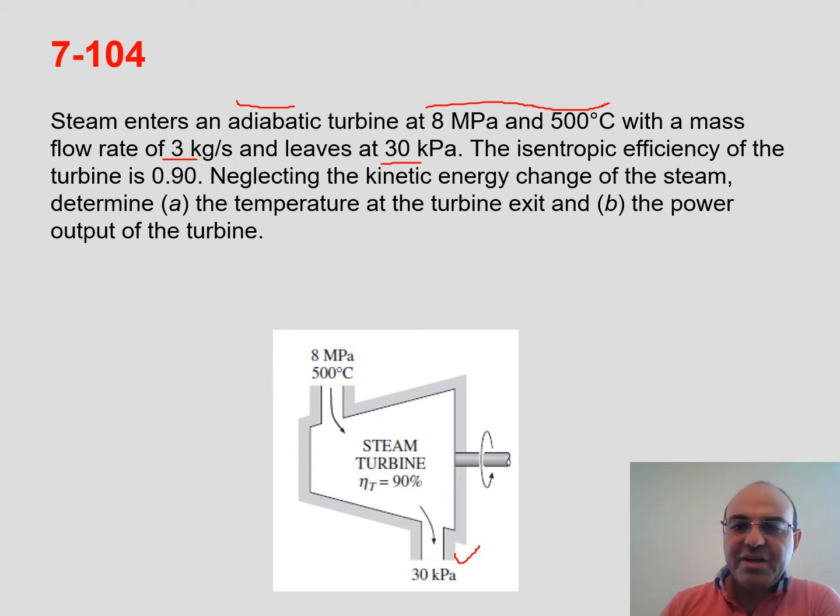The isentropic efficiency of the turbine is 90%, so this turbine is not reversible, it is irreversible. Neglecting kinetic energy change of the steam, and of course the potential energy, determine the temperature at the turbine exit and the power output of the turbine. Okay, temperature at the exit and the power.